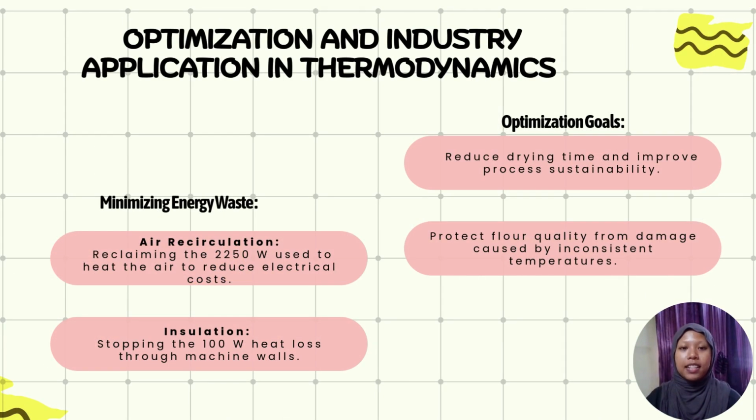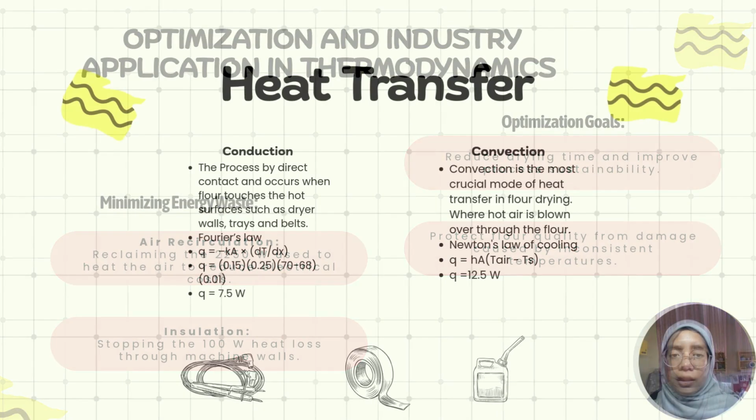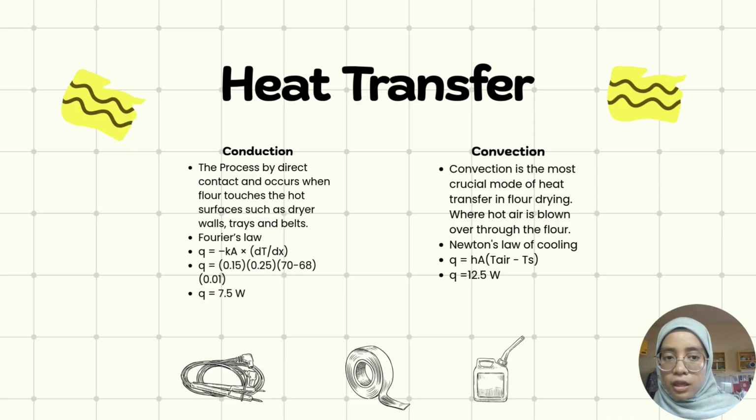In food processing, these values guide cost-saving decisions. To improve on the 4.4% efficiency, two steps are recommended. Air recirculation can recover the 2,250 watts lost in the exhaust, lowering electricity use. Adding insulation also prevents the 100 watt loss through the walls. These changes help the dryer reach steady state faster and protect the flour starch and protein from heat-related damage while cutting costs.